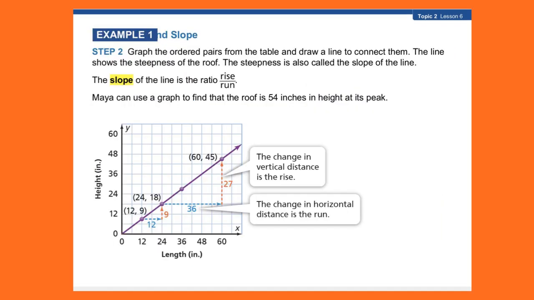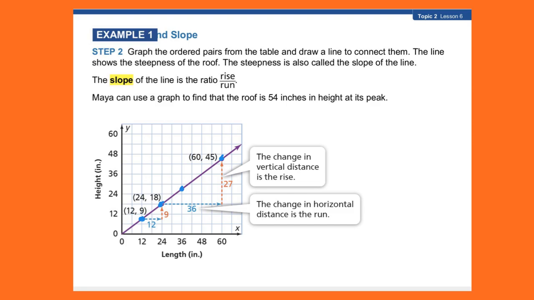This continues to be example number 1 on page 128. And all they did was they took their table and they created ordered pairs. So they went over 12 and up 9 and they put a dot. They went over 24 and up 18 and they put a dot. They went over 36 and up 27, they put a dot. They went over 60 and up 45, they put a dot. And then they connected their dots.